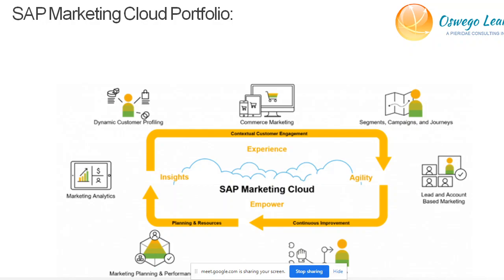So this is the Marketing Cloud portfolio. It starts with dynamic customer profiling, for creating any customer profile for a 360-degree view of the customer and getting the consent of the customer. Dynamic customer profiling plays a very important role in Marketing Cloud. Then it is integrated with commerce marketing. Though Marketing Cloud is separate from e-commerce, it is still integrated, at any point of time, and it can be handled from a tab or from mobile. So these facilities are there.